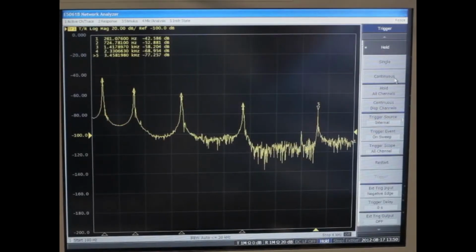So here's the result of our 200-second sweep. We have 5 peaks. The first one is at 261.08 hertz. Second one is at 724.8 hertz. Third one is at 1.418 kilohertz. The fourth one is at 2.331 kilohertz. And the fifth one is at 3.458 kilohertz. And you can see that they are no longer evenly spaced. So they should correspond to the frequencies that you calculate from the formula in the write-up.